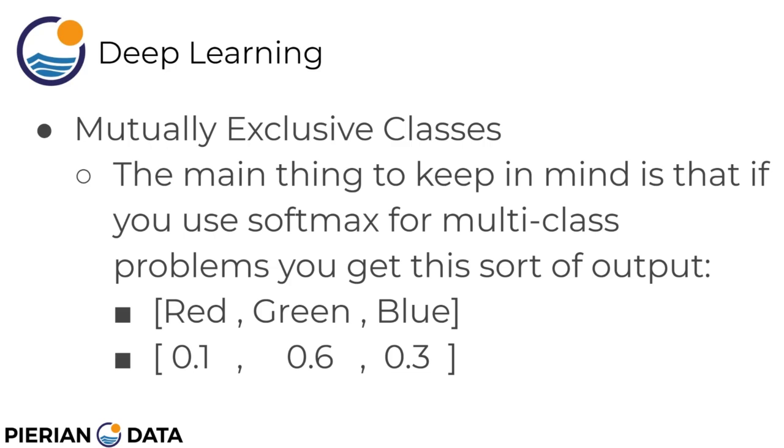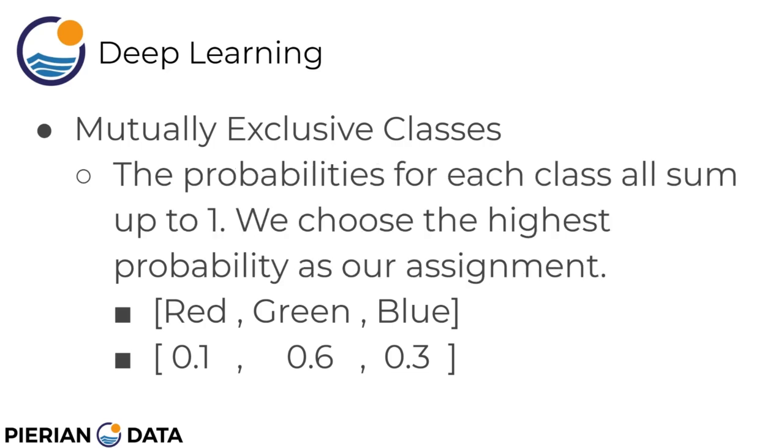If we read into this further, this basically says there's a 10% chance it belongs to red, a 60% chance it belongs to green, and a 30% chance it belongs to blue. So for this particular case, we would choose green as our classification for this mutually exclusive class and say that this network believes that this particular data point is green, and it gives it a 60% chance of being green. As I noted, the probabilities for each class all sum up to 1. We choose the highest probability as our assignment.